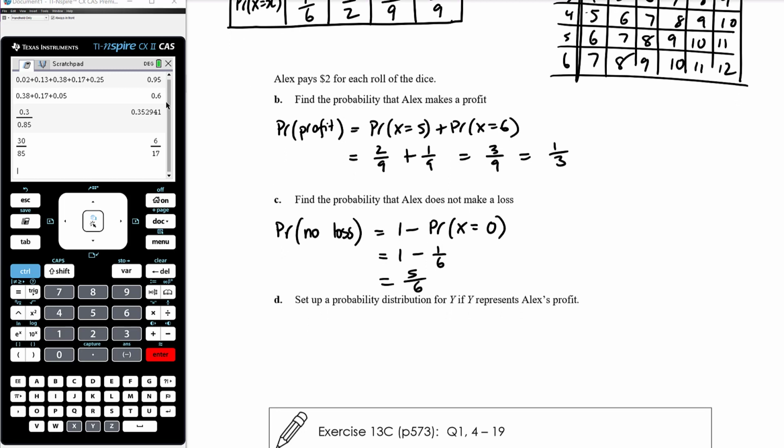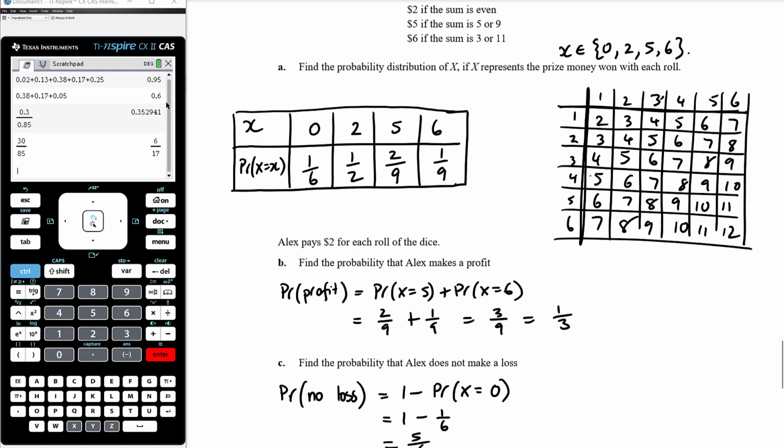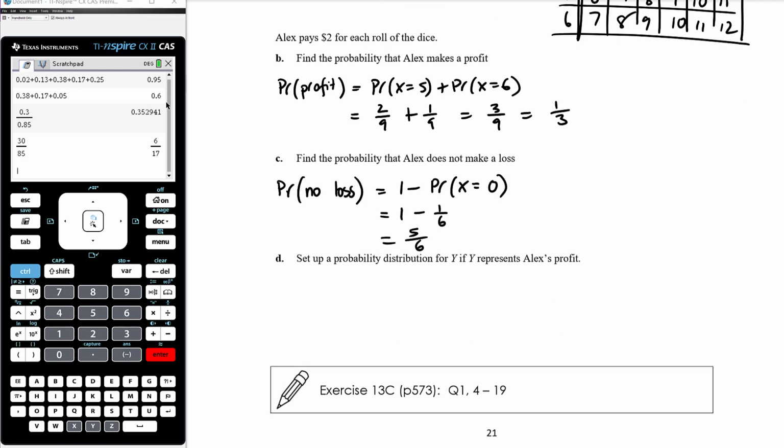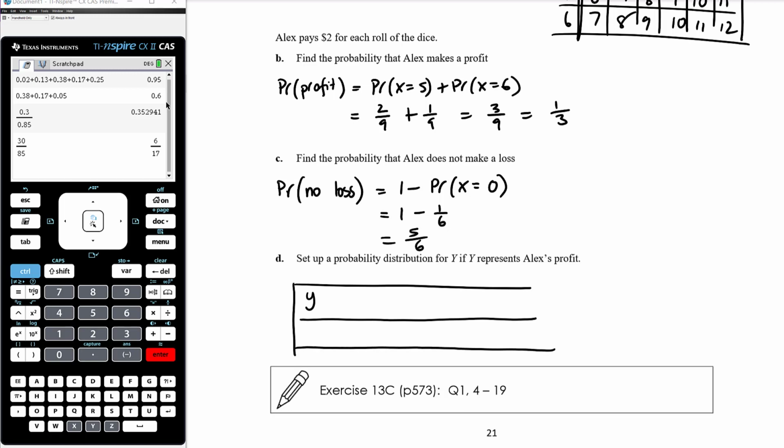Set up a probability distribution for Y if Y represents Alex's profit. Okay, so X is the prize money, but if he pays $2 to play, we want a different distribution for Y, which is profit. Okay, so the probabilities are going to remain the same, and there are still 4 outcomes, but we need to think about what that means for profit.